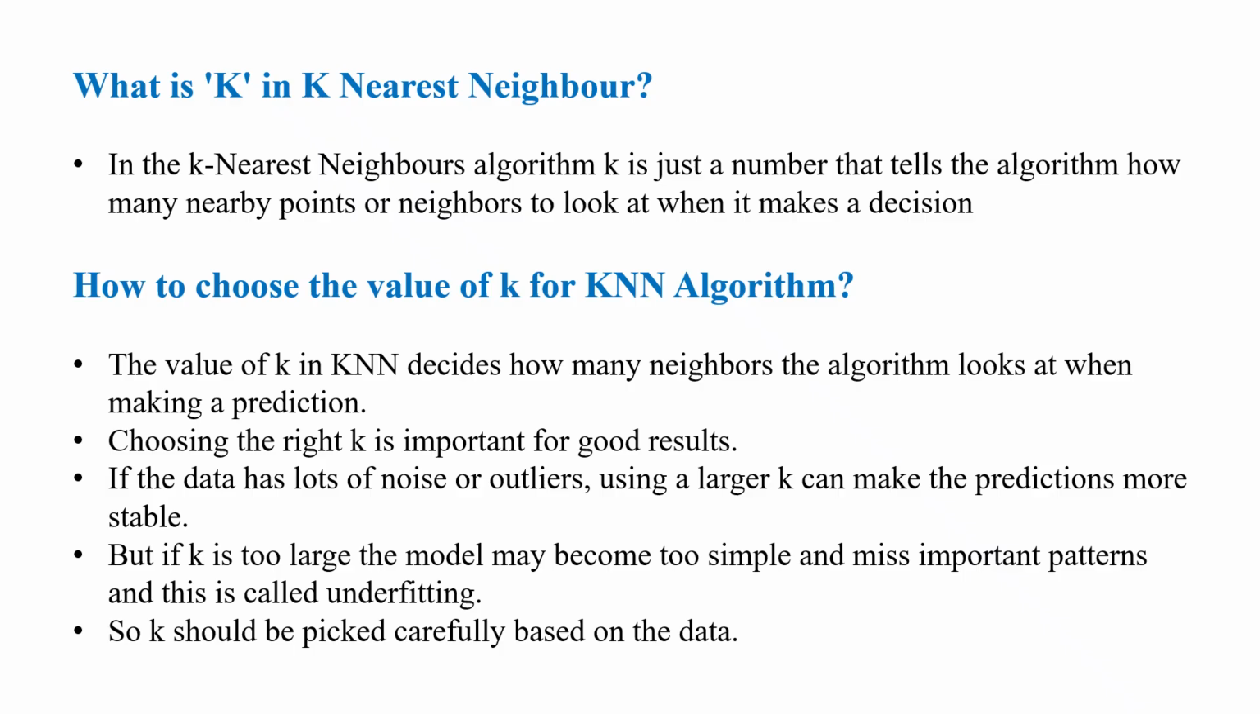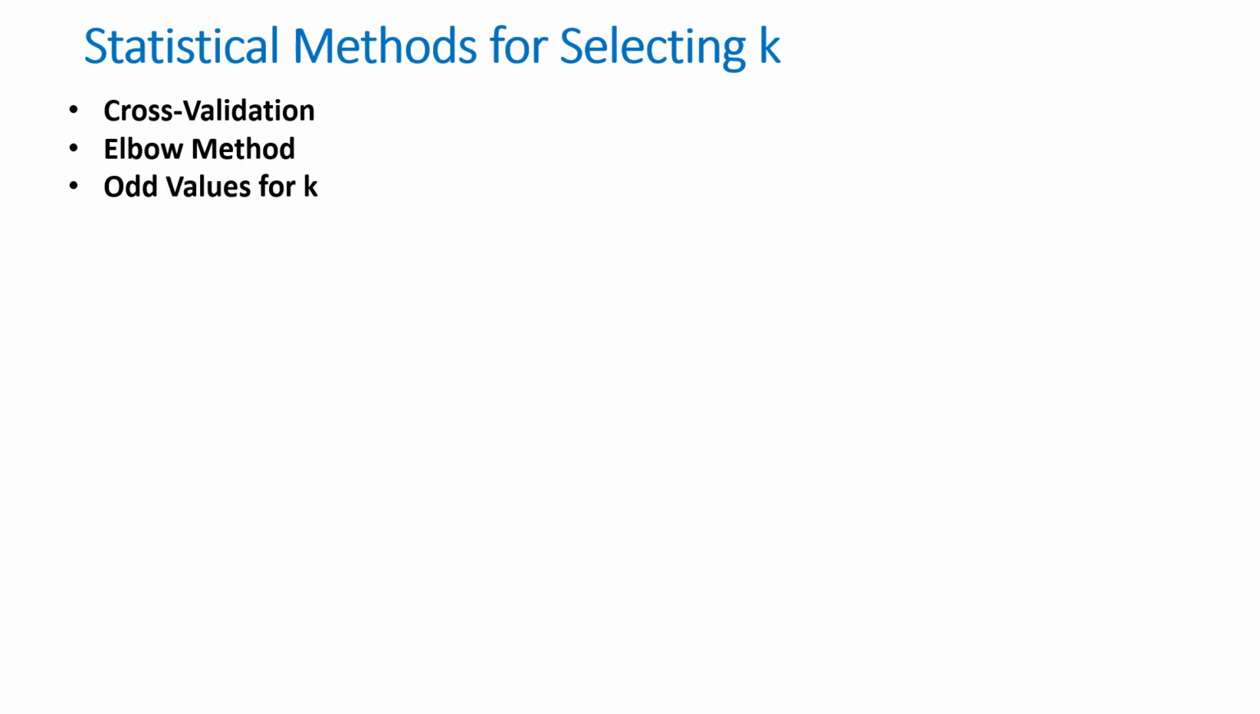If the data has a lot of noise and outliers, then we need to choose a larger value for k to make the prediction more stable. But if k is too large, the model may become too simple and miss important patterns, and it may lead to underfitting. So k should be picked carefully based on the data. Many statistical methods are there for selecting the k value. The methods are cross validation, the elbow method, and using an odd value of k.